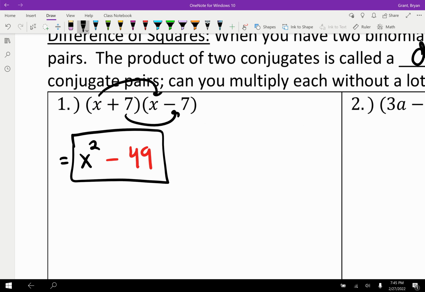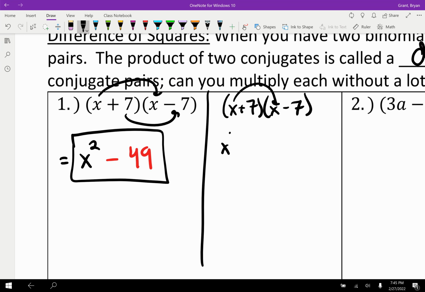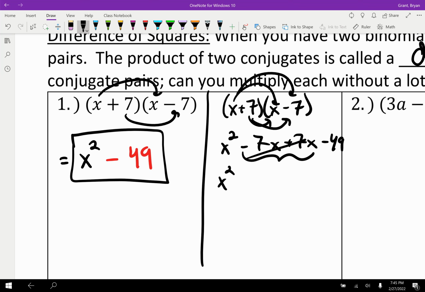Now again, if you don't remember this, could you multiply the other 2 out? Well, of course you could. Watch what happens if you do it the long way. I'll show you once, but you won't need to do this each time. X times x is x squared. X times negative 7 is negative 7x, positive 7x, and negative 49. X squared, what happens here? Those cancel, minus 49. Same answer as before. We just got to do less work because we recognized it was a difference of squares.